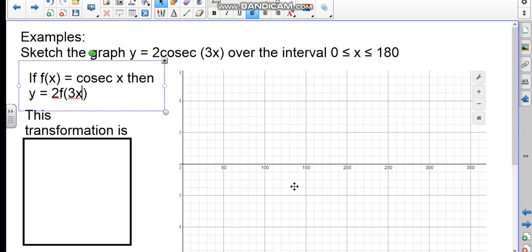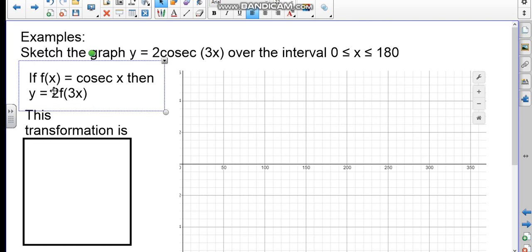Okay, the final example is to sketch the graph y equals 2 cosec 3x over the interval 0 to 180. Okay, now I've got two things going on. I'm doing something within the function, changing the input, and I'm multiplying the output as well. Okay, so in terms of f(x), this is what we're considering. Okay, so we need to think about what these two things do.